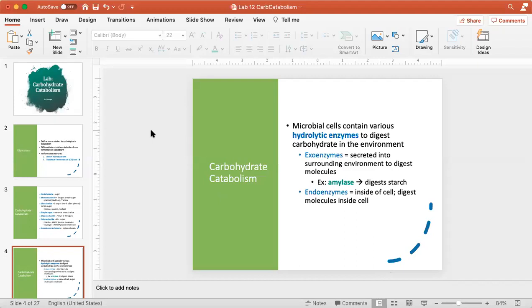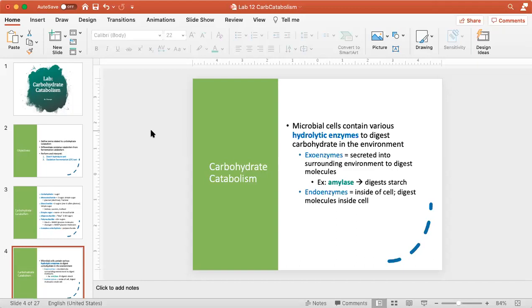So one of the things we're going to be looking at today as we talk about carbohydrate metabolism is the enzymes involved in the breakdown of certain carbohydrates, and specifically for us today, starch. Microbial cells, like all cells, contain many different enzyme types, including what are called hydrolytic enzymes. If you break down that word, hydrolytic means water breaking apart. So a hydrolytic enzyme is an enzyme capable of breaking something apart in the presence of water. And microbial cells have several different hydrolytic enzymes to help them break down carbohydrate, not inside of them, but outside of them in their environment.